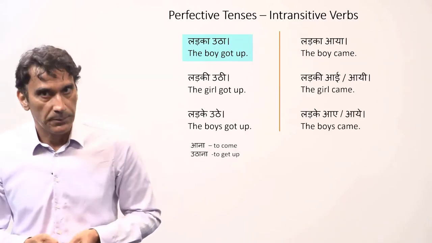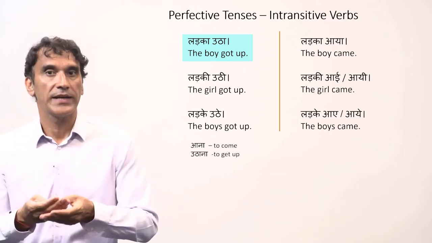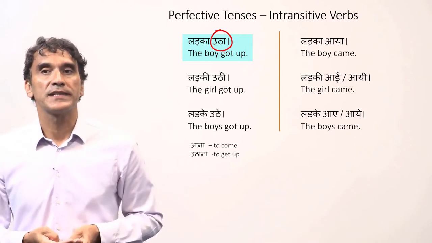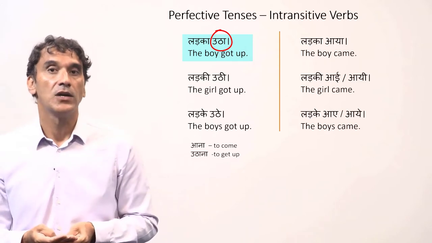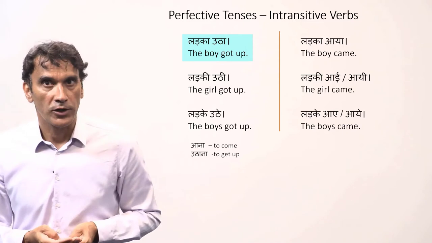Ladka utha, the boy got up. The verb here is utna, to get up, to wake up. It is an intransitive verb. The masculine participle is utha, and the participle itself is the simple perfective tense or simple past tense in Hindi. Ladka utha, the boy got up.